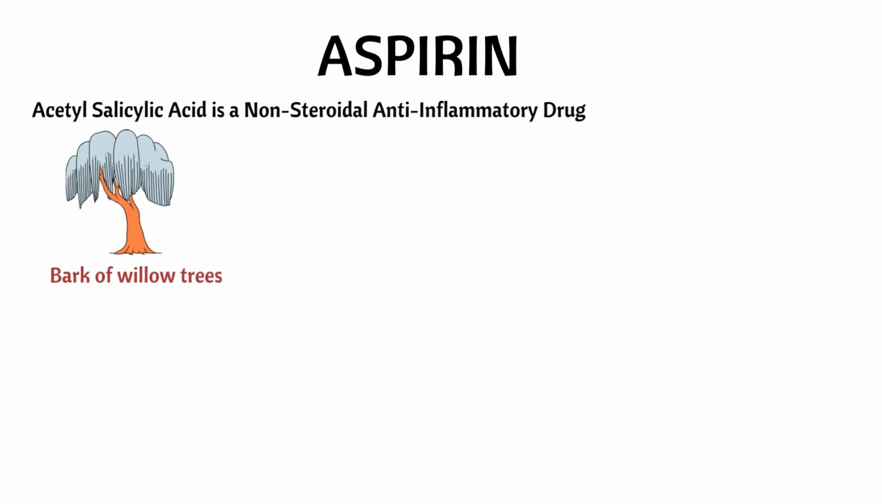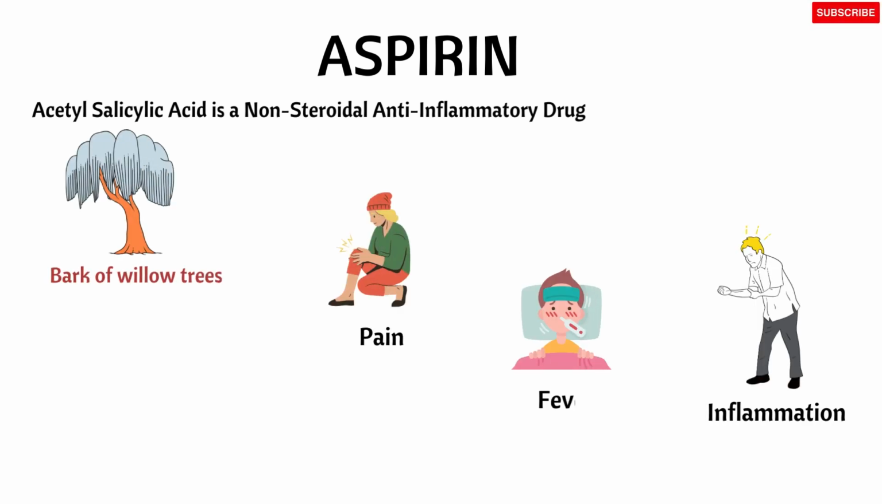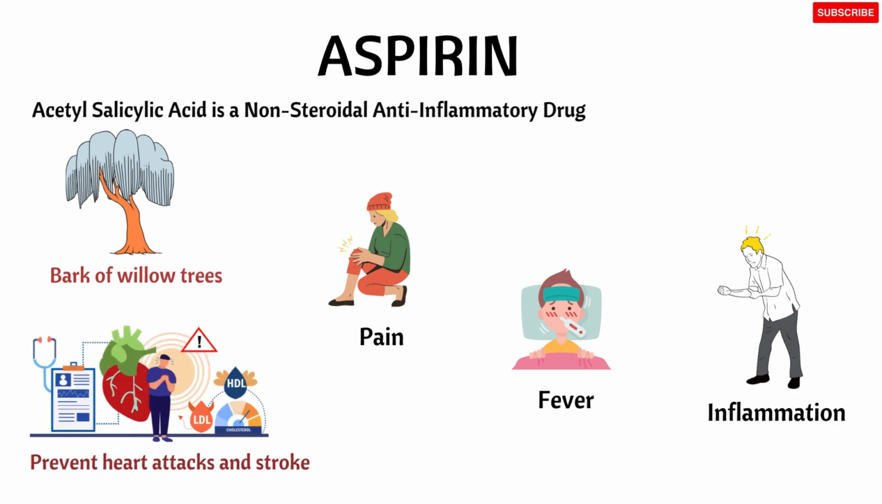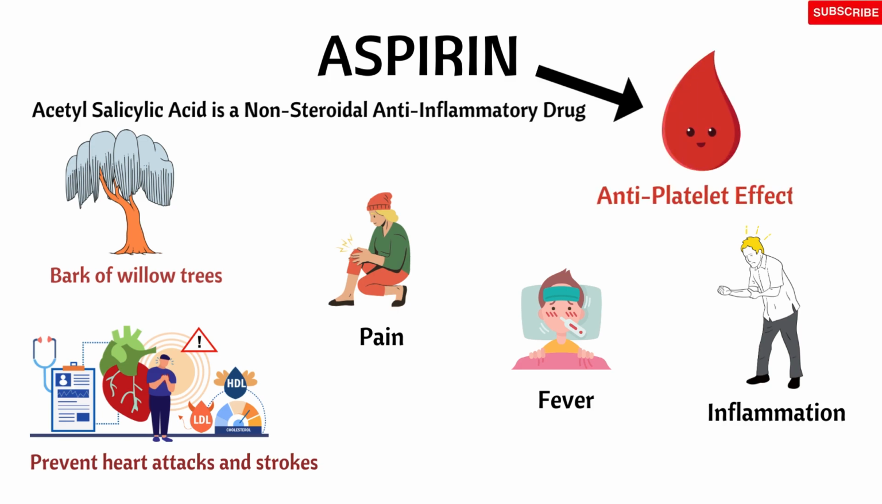Aspirin, also known as acetylsalicylic acid, is a non-steroidal anti-inflammatory drug. It's derived from salicylic acid, which is found in the bark of willow trees, and is used to relieve pain, reduce inflammation and fever. It's also used to prevent heart attacks and strokes by inhibiting blood clotting. Recently, it is used as a cardiovascular drug due to its antiplatelet effect.